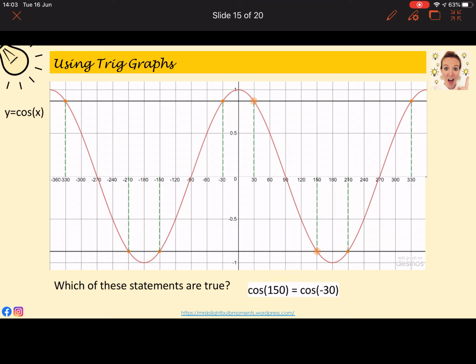Cos 150, is it equal to cos minus 30? No, it's not. Well done. I'm not going to go through any more drawing the crosses on, but I'm just going to check with you. Is cos of minus 210 the same as minus cos of 330?